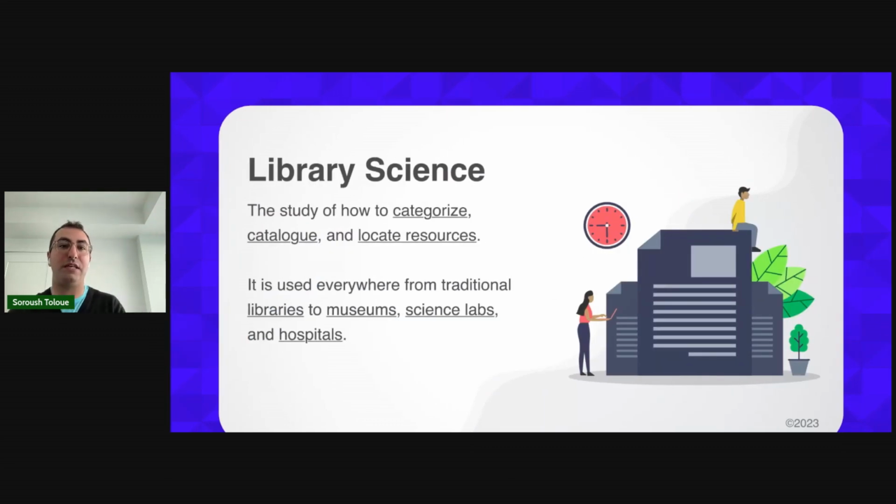Library science is the study of how to categorize, catalog, and locate resources. You would see this particularly in large spaces where you need to find your way around, such as hospitals, museums, or airports. An example of this would be the terminals and gates you see in order to find your way around in a large space.